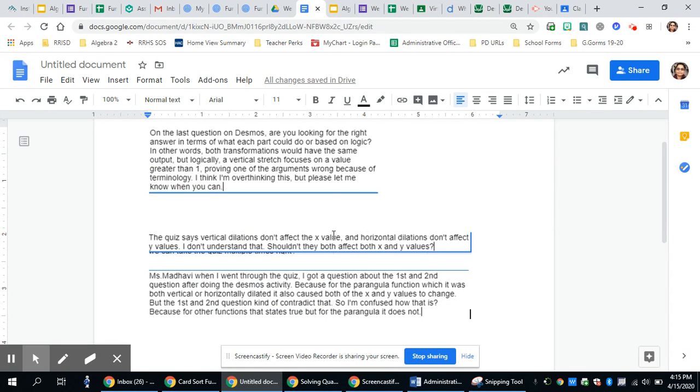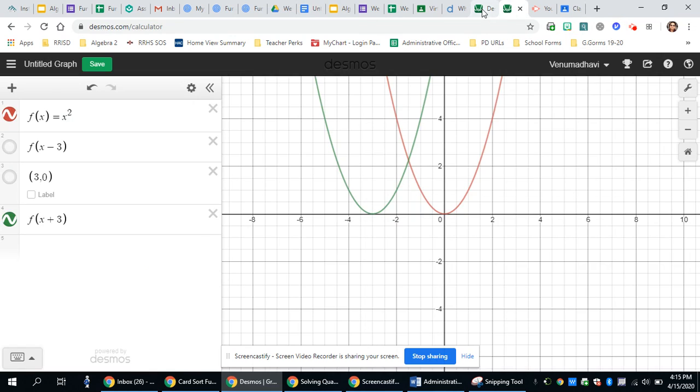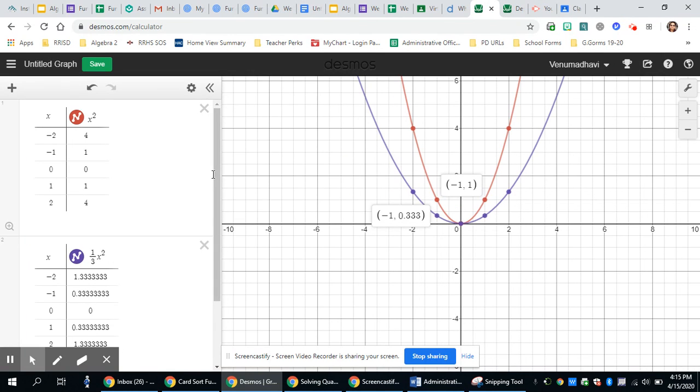Okay, so moving on to the next question which I received. These two questions are based on horizontal or vertical dilations. I want to clarify that using Desmos. So we'll go to the vertical stretch or compression first. Looking at it here, I used Desmos to explain this to you. X squared is the original parent function, which is in red, and this is in purple. This is 1/3 x squared, so there is a vertical compression by a factor of 1/3. So let's see how this looks.